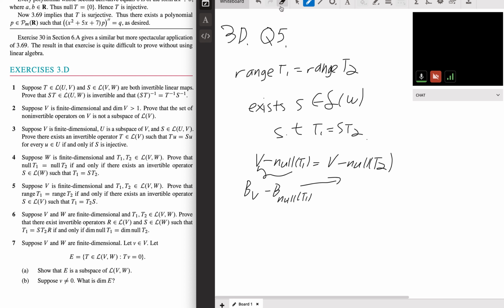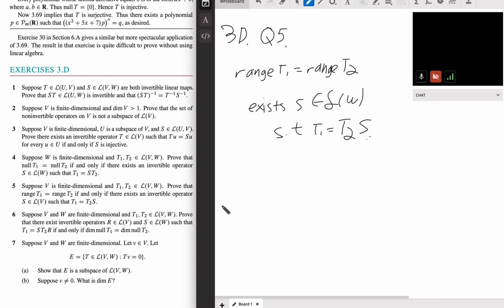Oh wait, I screwed this up. This is T2 composed with S, not the other way around. Yeah, okay, so none of this holds. This is all incorrect. Okay, I have to resync this.